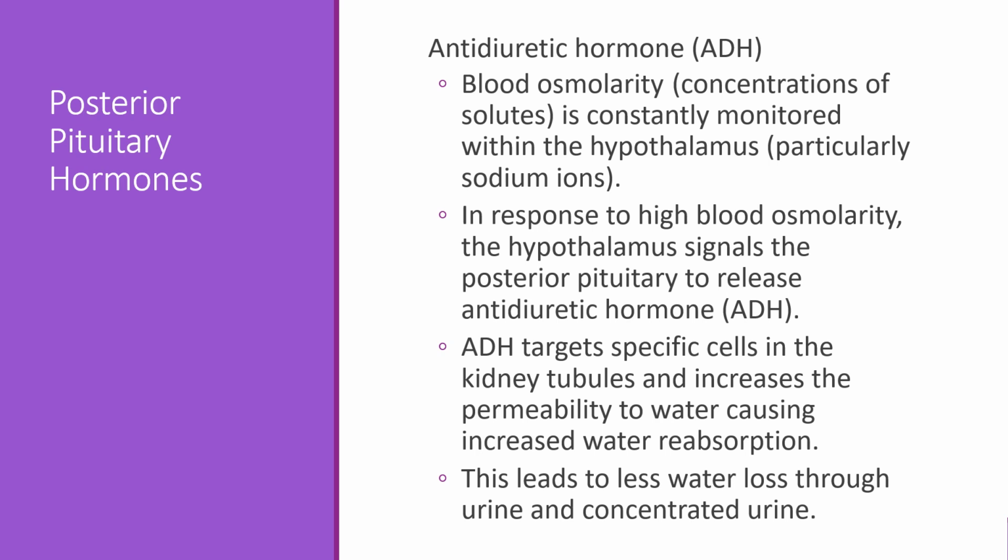It wants to know how salty is your blood. So in response to high blood osmolarity, the hypothalamus is going to signal that posterior pituitary to release the hormone antidiuretic hormone, ADH. ADH is going to target specific cells in the kidney tubules, all the way down to the kidneys, and increase the permeability of water, causing increased water reabsorption. In other words, keeping of water. In other words, producing less urine and producing more concentrated urine.